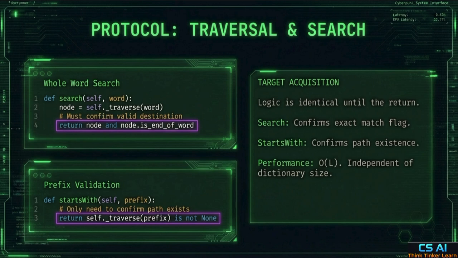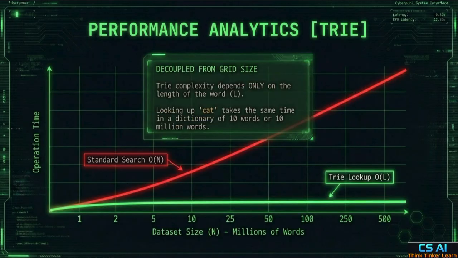Their performance is completely independent of the size of the dictionary. Searching for CAT takes 3 steps, whether your dictionary has 10 words or the entire English language. Look at the performance graph. This is why we obsess over tries.